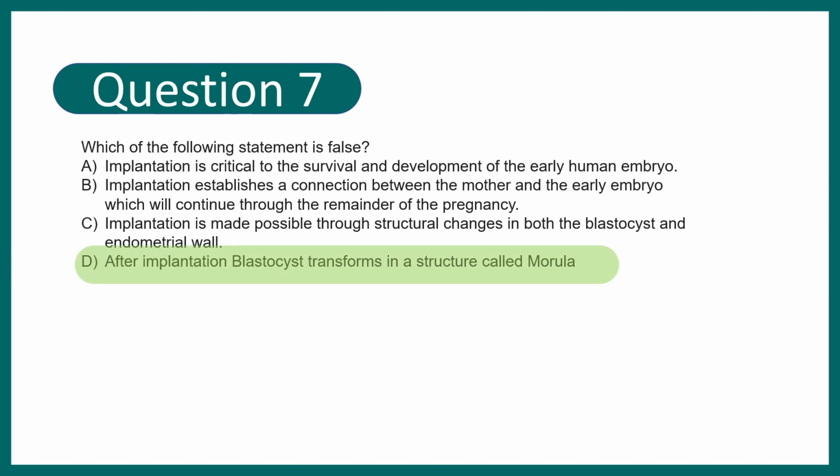So morula is the stage before blastocyst, and it's kind of like a 32 cell stage, right? Sorry, it's a 16 cell stage, right? So obviously the sequence is not correct in this question.